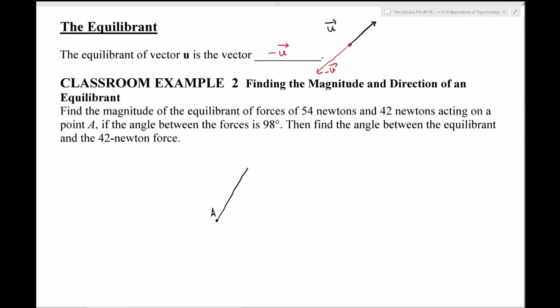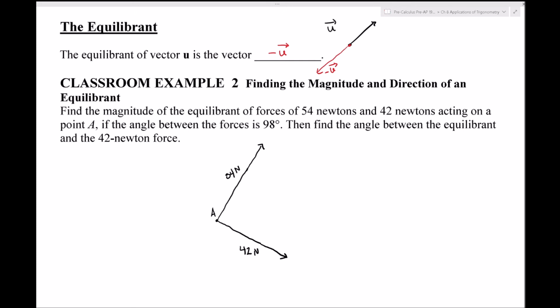Let's say this is the 54. And then 98 is going to be kind of a wide angle. It's a little bit bigger than a right angle. And let's say this is the 42. Okay, so if I had drawn that correctly, then we should be able to figure that out, no problem. We want to find the angle between the equilibriant of those two forces and the 42 newton force.